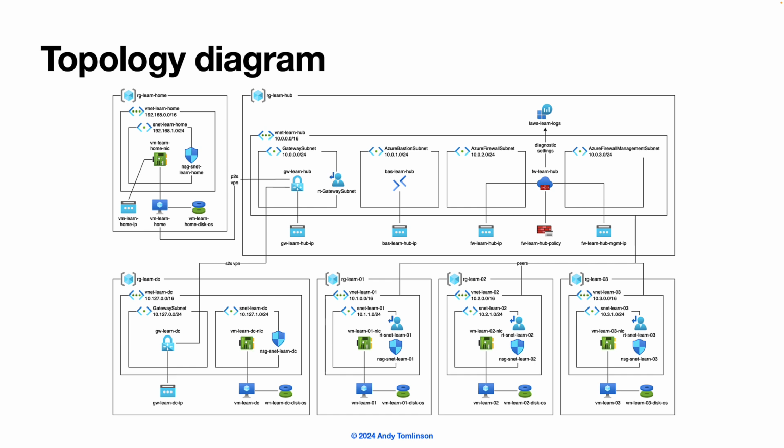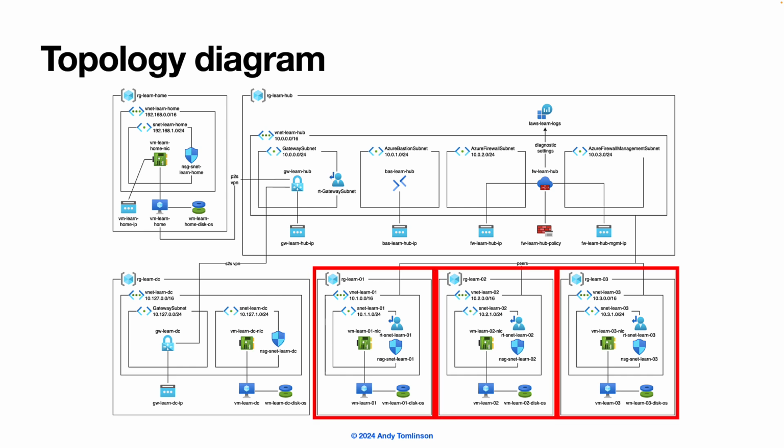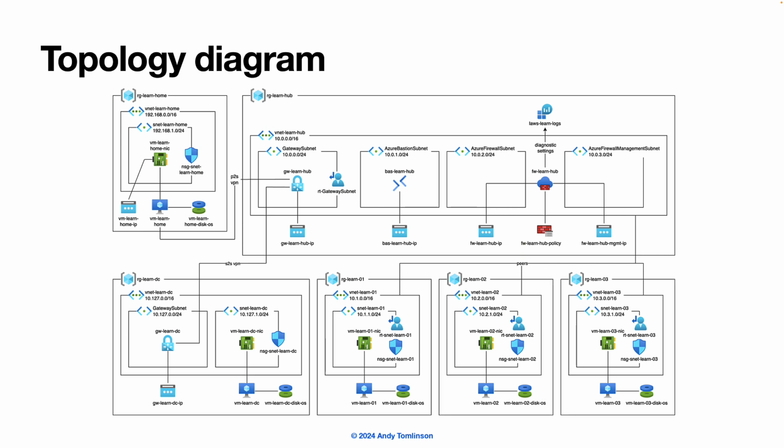We're also reusing the first, second, and third resource groups, their virtual networks, their virtual machines, and their peering relationships to the hub. And lastly, we're also reusing the data center resource group, its virtual network, along with the virtual network gateway, the virtual machine, and the site-to-site VPN to the hub. We now also have a resource group to represent the home user, a virtual network with one subnet, and a virtual machine and its associated resources attached to the subnet.